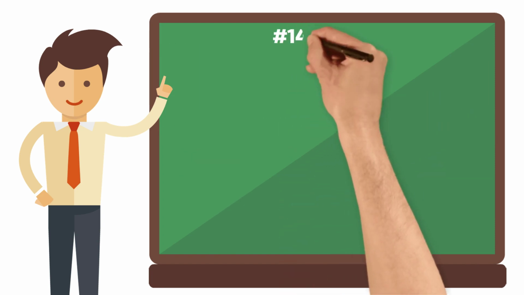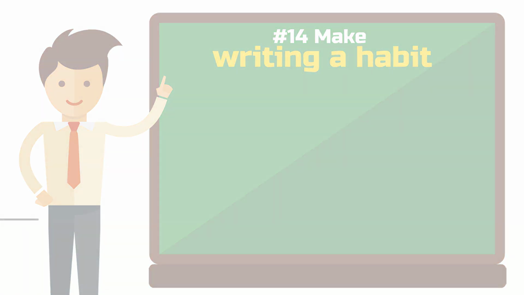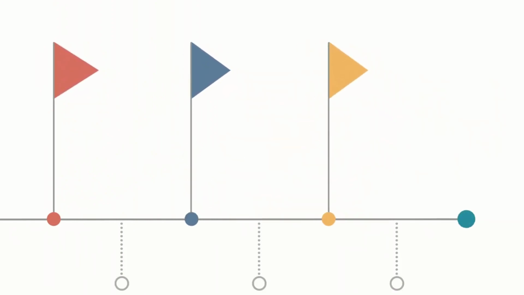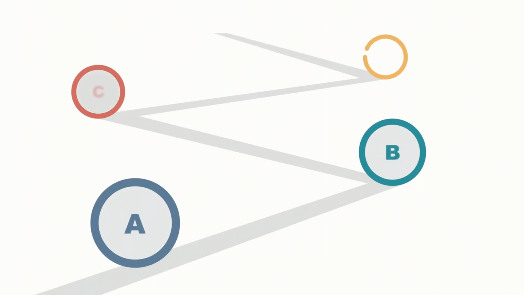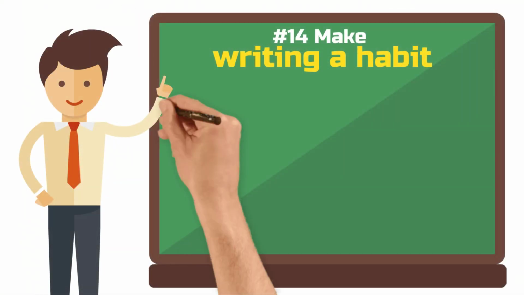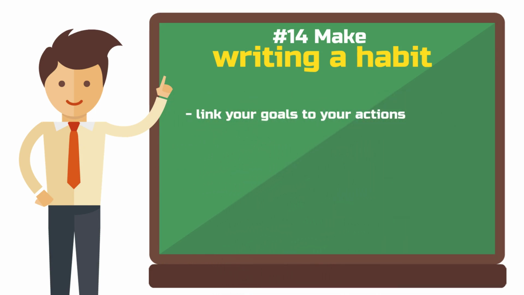Tip 14. Make writing a habit. To complete your term paper on time, you must achieve your milestones step by step. To prevent the project from appearing like an unconquerable mountain, you have divided your overall project into smaller steps, as discussed in tip number 1. Now all you have to do is link your goals to your actions. This works best with a habit.